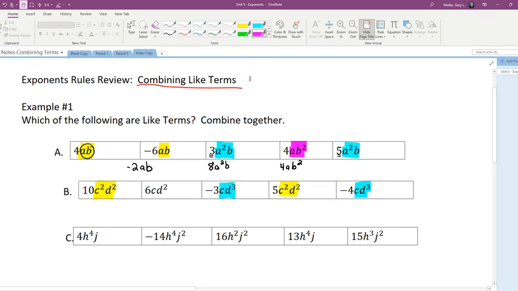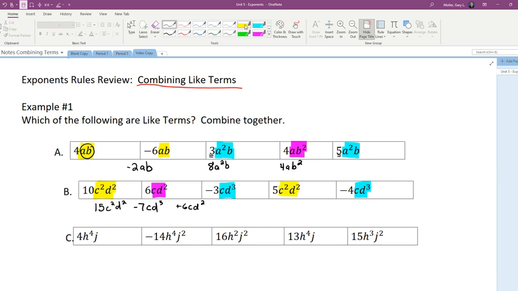And just like the last time, we have one guy standing out by himself. So now I just do what it says. I have 10 of these and 5 of those, so altogether we have 15 of them. And I have negative 3 of these and negative 4 of those, so that's a total of negative 7 of those CD cubes. And then I've got my 6 CD squareds all by themselves.